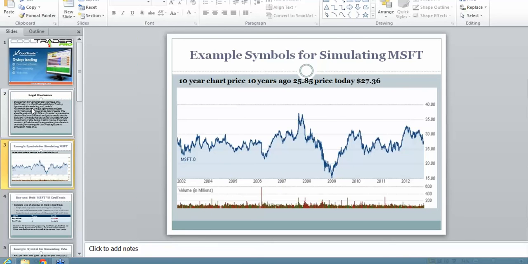Just for those of you that are new to the call and the technology, this is just an example, and this is one of the first classes that I did, a few weeks ago. The price of Microsoft 10 years ago was $25.85. The price on this day that I did this screenshot was $27.36. So if you bought and held that stock for 10 years, you didn't make any money. I mean, you made a little bit of money.